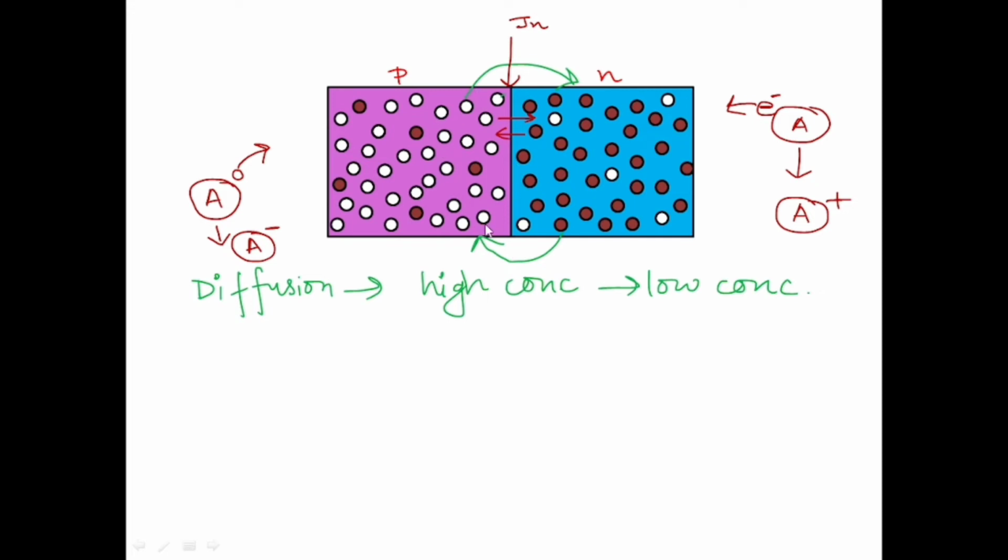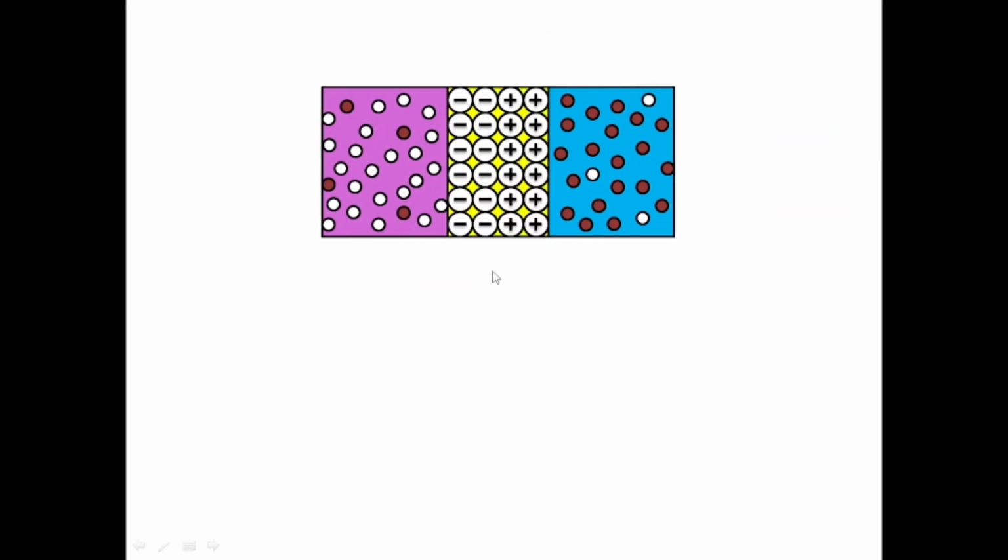So as these holes and electrons start recombining, the holes from P side are moving towards N side, leaving behind negative ions. As more holes cross the junction, more negative ions will be left behind in the P side. Similarly, as electrons move from N side to P side, they will leave behind some positive ions. As this process continues, in the P side negative ions will be left behind, and in the N side positive ions will be left behind.